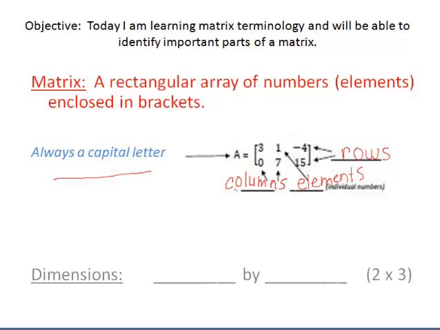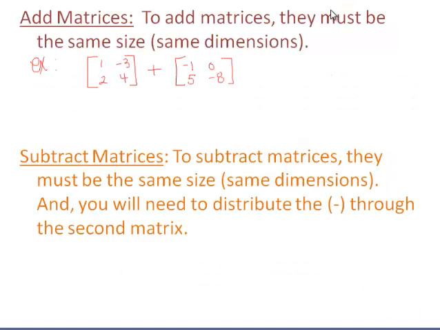When we talk about the dimensions of a matrix, that's always the rows by the columns. So in this example that I have up here, this is a 2-by-3 matrix. The 2 represents how many rows it has, and the 3 represents how many columns it has. And this is very important. You're always going to have to be able to tell what the dimensions of the matrix are in order to work the problem.